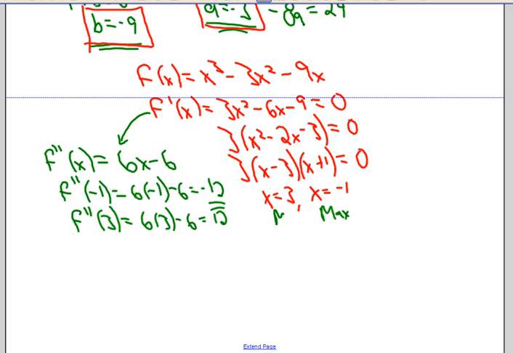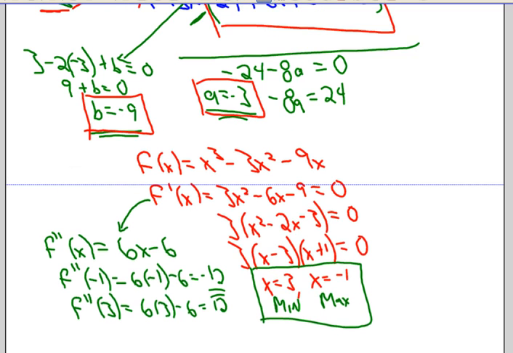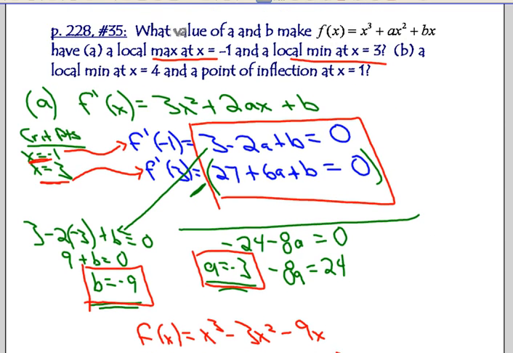And because my second derivative is positive, I have a local min at 3. Let's go back and double check one more time what we were given to do. And look at that, we found it. We created a local max at -1 and a local min at x equals 3.